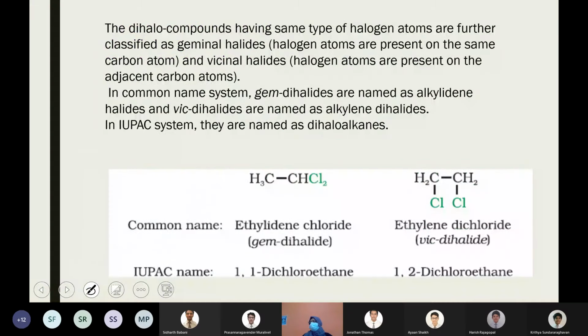Now let's go to the naming. So we were basically looking at the name or nomenclature. In IUPAC, whether it's geminal or vicinal, it will always be a dihaloalkane, dichloropropane or dichloroethane, whatever it is. But you have to specify the position, 1,1 or 1,2 or 2,3 like that. You have to specify the position.